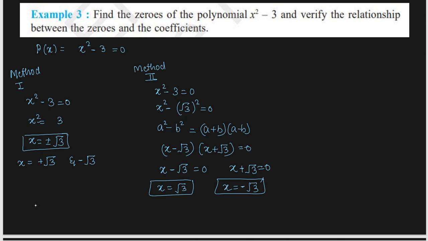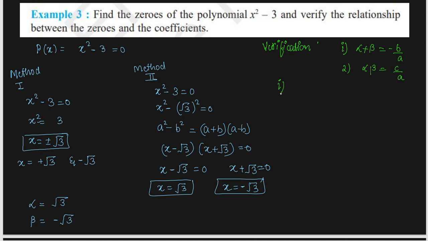Thereby, the zeros of this: let alpha be the first zero, root 3, and beta be the second zero, negative of root 3. Now the second part is the verification. Write verification at the top first. Now, what are the two verifications? I've written the wrong spelling. So, verification. First, the sum of roots alpha plus beta is negative b over a, and the second one is alpha beta is equals to c over a.